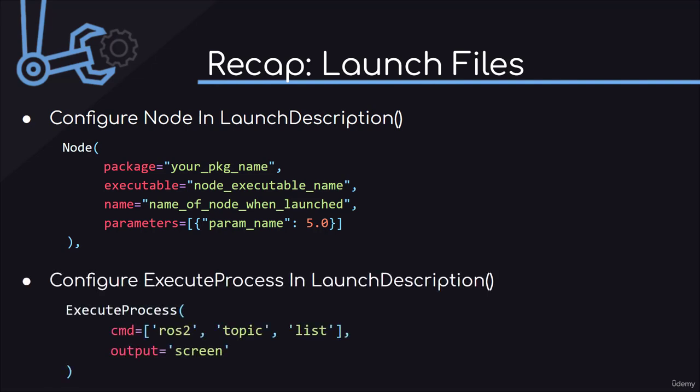We also looked at how we can configure an ExecuteProcess object within a launch description so that we can run terminal commands within our launch file. So in the case of this lecture, we ran the ROS2 topic list command and outputted the topics of that command to the screen.